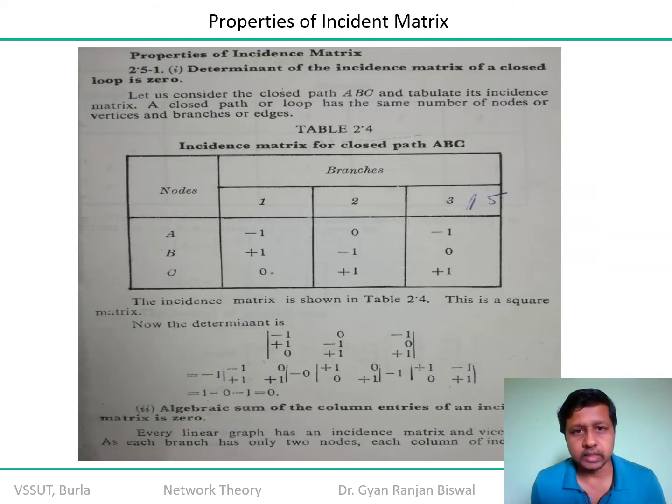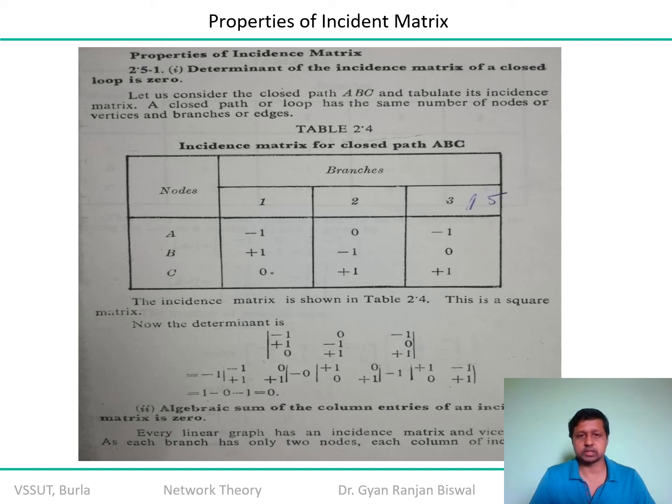Let's consider a particular example of the tie-set network and see the properties of the incidence matrix. There are two important properties of the incidence matrix. First, the determinant of the incidence matrix of a closed loop is always zero, as I have told you in this demonstration. If you add all those vertical numbers, which establish a relation between all possible nodes A, B, C with respect to the given branch, that sum should always be zero.